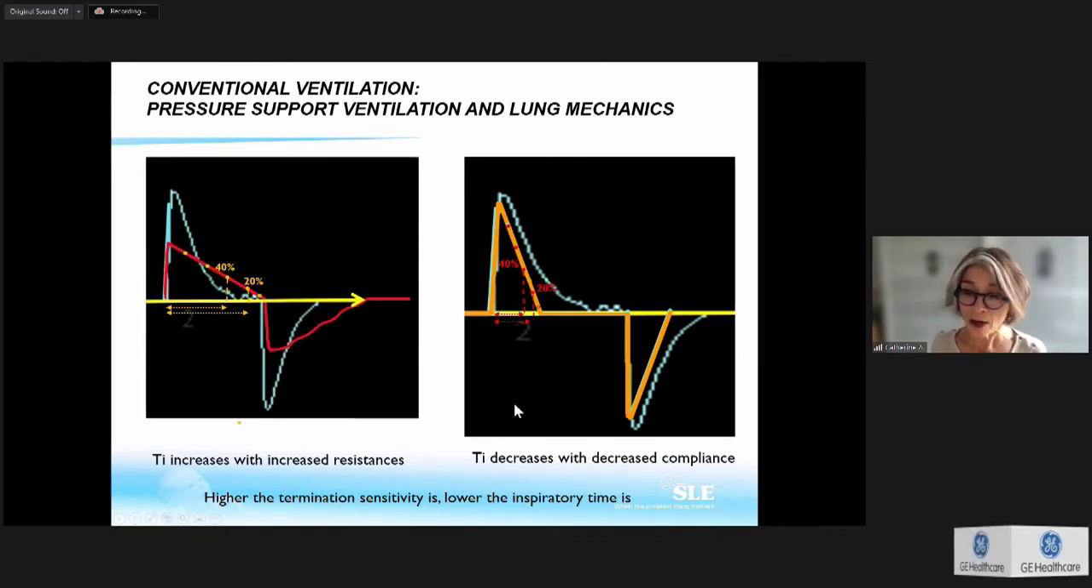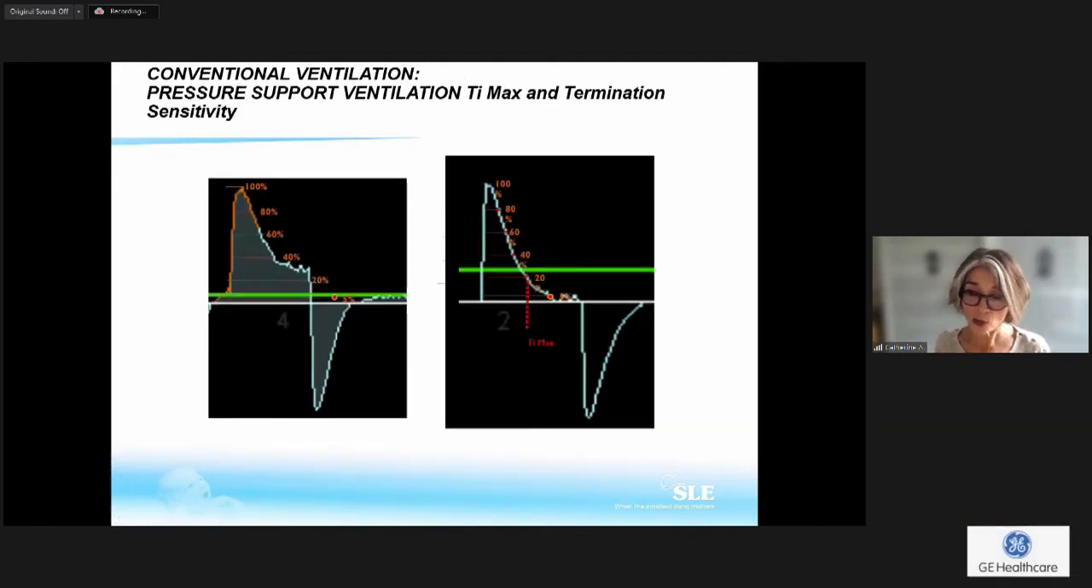And similarly here, where I have a problem of compliance, I need less time to deliver my tidal volume. And as you see now, my TI here will be shorter. So what is very nice is that you will see your TI changing with the effort of the patient at the same time that you will see it changing with the lung mechanics of my patient, adapting automatically.